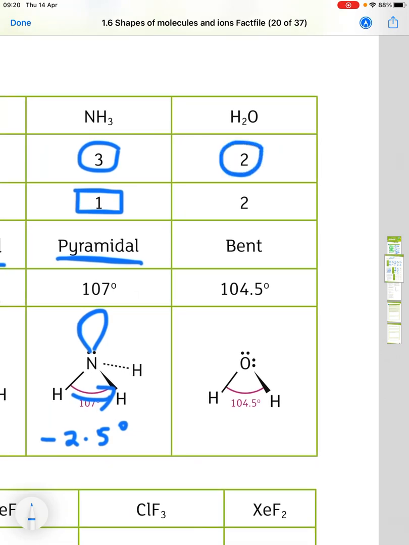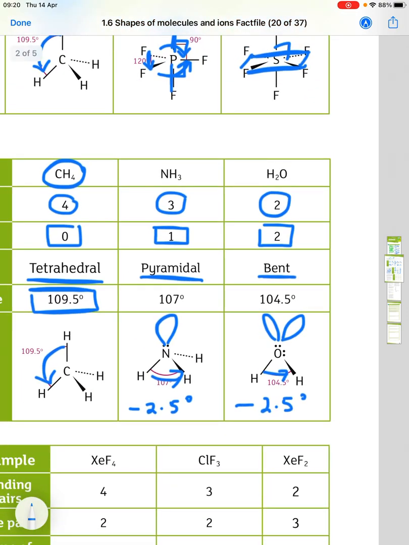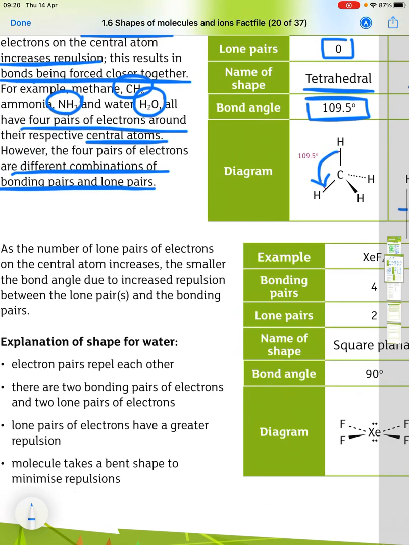Then if we look at water, we have 2 bonding pairs and 2 lone pairs. So the shape this time is bent. If we imagine the 2 lone pairs here, they have a much greater repulsive effect on the bonding pairs and reduce the angle here to 104.5. And if we look again, it's minus 2.5 degrees from the ammonia. So when we go from methane to ammonia to water, we're reducing the bond angle by 2.5 degrees each time.